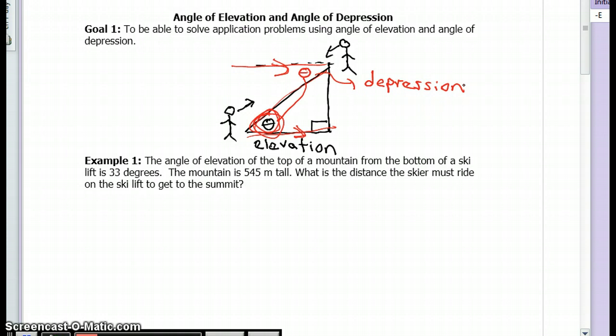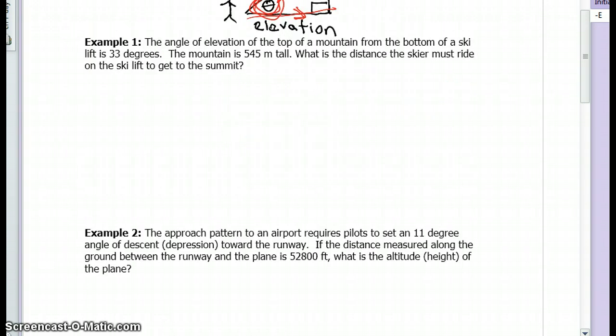Alright, so this first problem: the angle of elevation of the top of a mountain from the bottom of a ski lift is 33 degrees. The mountain is 545 meters tall. What is the distance the skier must ride on the ski lift to get to the summit?